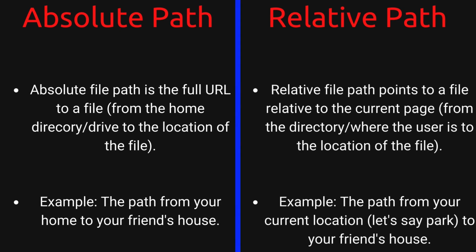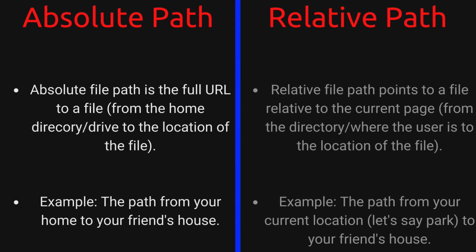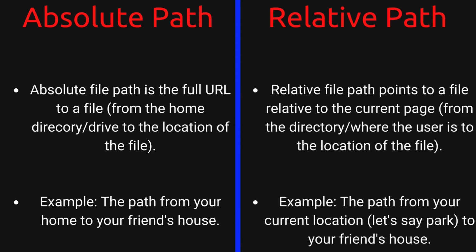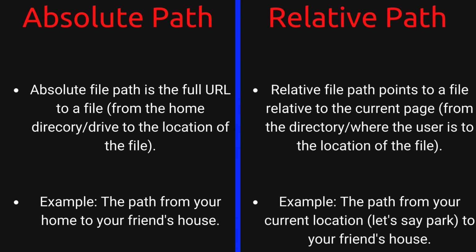Before we start with HTML images and videos, I would like to introduce you to absolute and relative paths. So first of all, what are absolute paths and relative paths? As you can see on the screen, I have added the difference between the two. An absolute path is the full location to a file. Let's say you want to find a file. The absolute path would be the path from the root directory or the home directory to the final location of the file, whereas a relative path is the path from your current location or the current directory which you are in to the file.